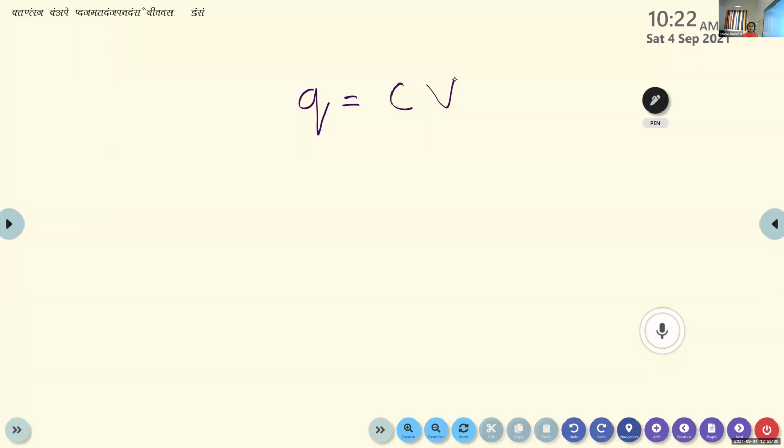What is current? What do you mean by current? Rate of flow of charge. That is, charge by time is known as current, right?